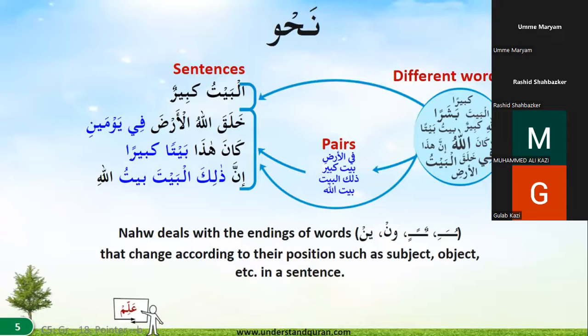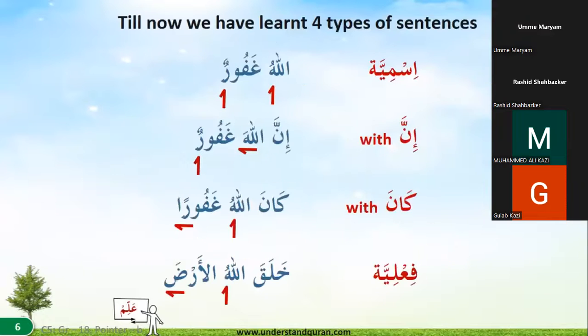So al baytu kabirun is a sentence. Khalaqal arda fi yawmain, kana haza baytan kabiran, inna zalikal bayta baytullah. Right. So this is the pairs. We are on the third pair today, inshallah. This is how the sentences are formed. Ismiya, starting with an ism, both will be in rafa state. Allahu ghafurun. With inna, the first noun will get a fatha, so inna allaha ghafurun. And with kana, it will be the verbal sentence. So kana Allahu ghafuran. Same is the ism fi'liya, khalaq Allahu al-arda.